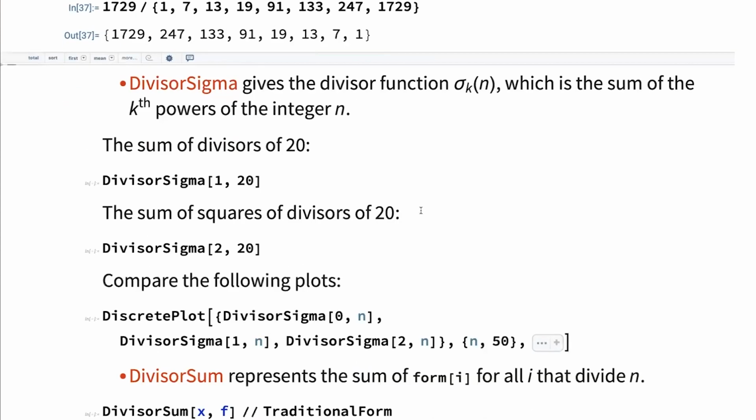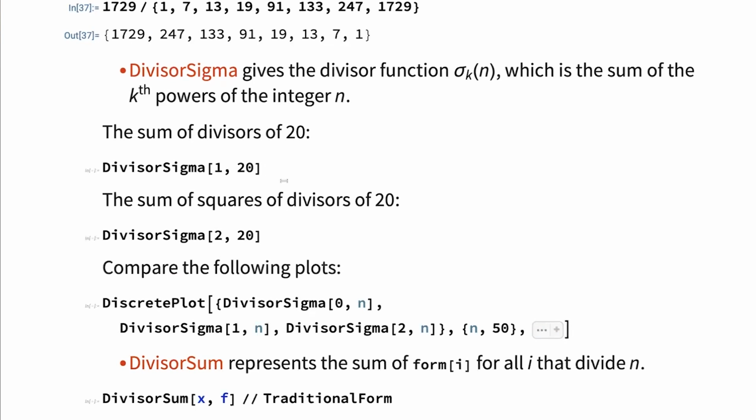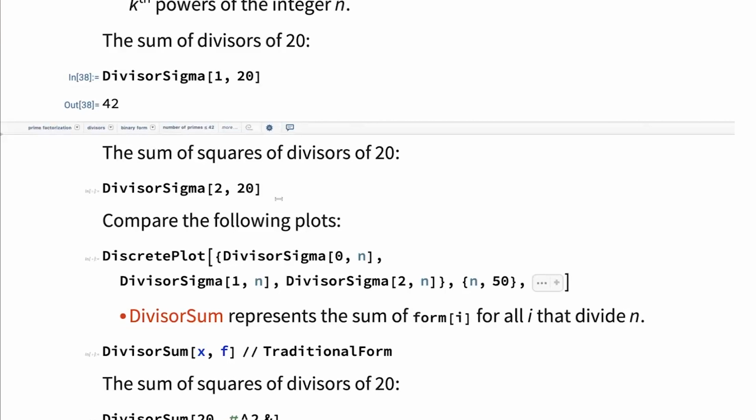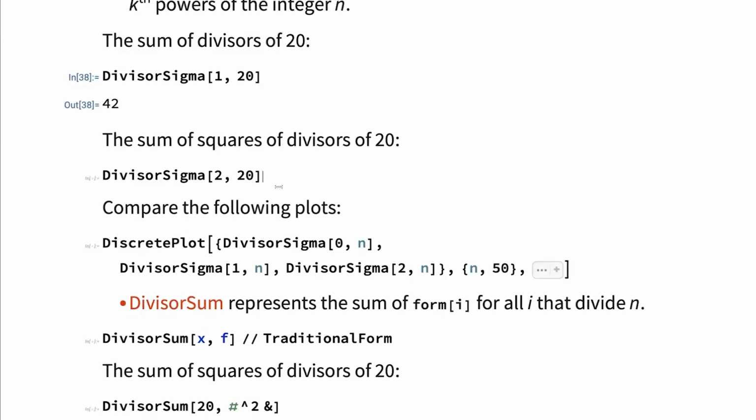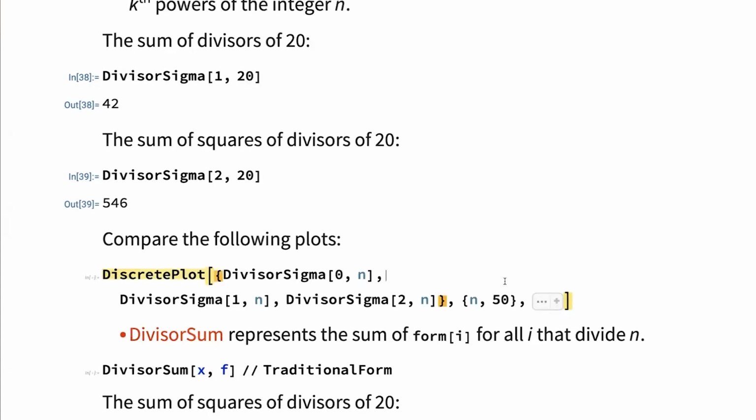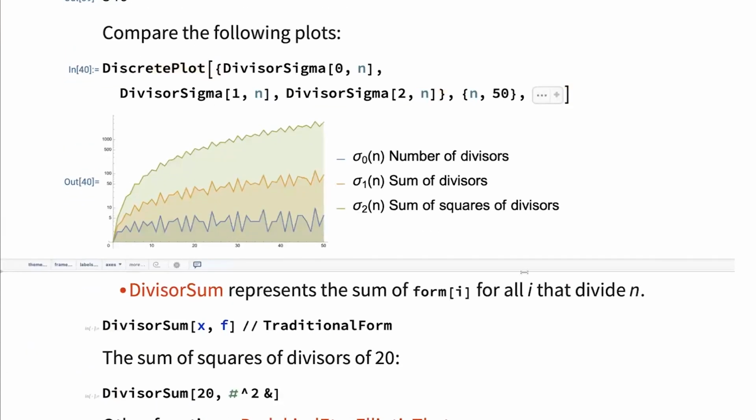Or DivisorSigma, which gives the divisor function sigma k n, which is the sum of the kth powers of the divisors of the integer n. For example, the sum of divisors of 20 is just DivisorSigma[1, 20], that is 42, or the sum of squares of divisors of 20 is DivisorSigma[2, 20]. We can compare the following plots. We can compare the number of divisors, the sum of divisors, and the sum of squares of divisors.